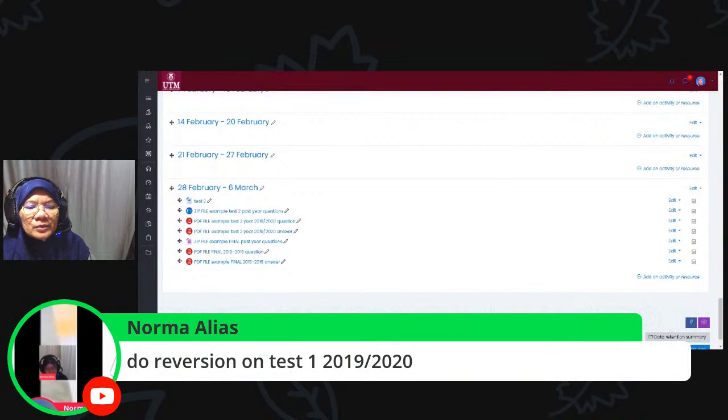Okay, I hope that you can do revision on test 1. I also hope you can use the zip file here. You can open the zip file. There are so many test 1 examples and answer scripts. Try to answer following the scheme. You are divided into what? Into method. You will get marks for method, answer, and correctness. There are 3 types of marks.